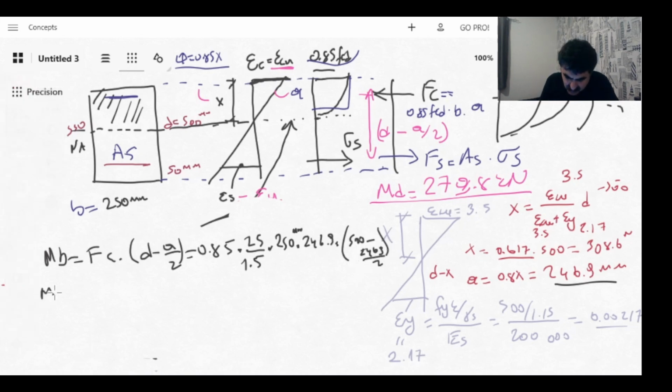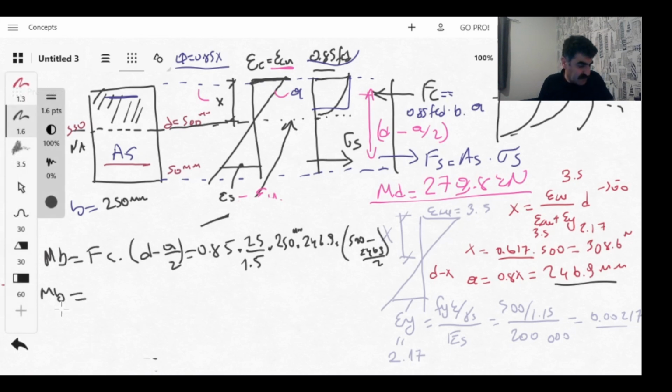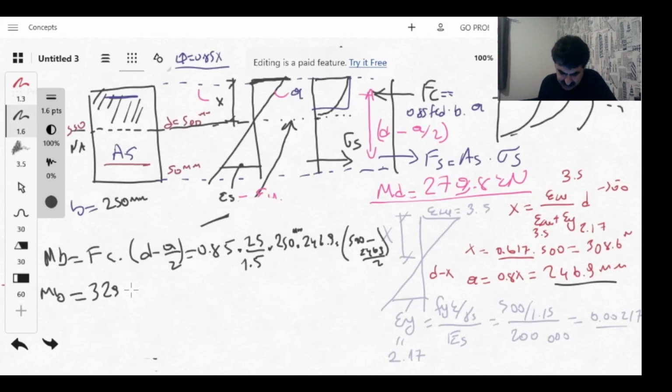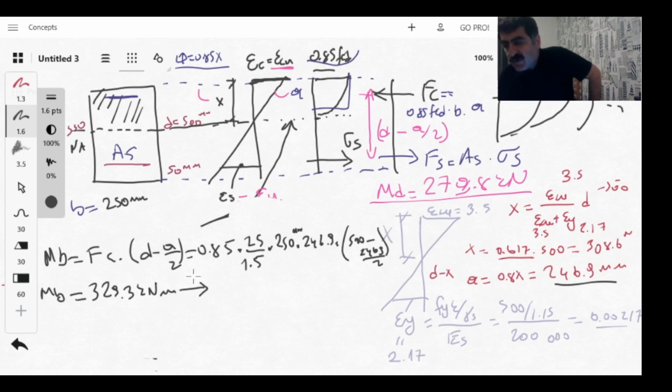So the balance moment will be equal to, I calculated, 329.3 kilonewton meters. But what would be the maximum moment? This is the balance moment, so we shouldn't be at the balance point. We should have less reinforcement. That's why we cannot carry the balance moment. Balance moment is also a high value for our section.